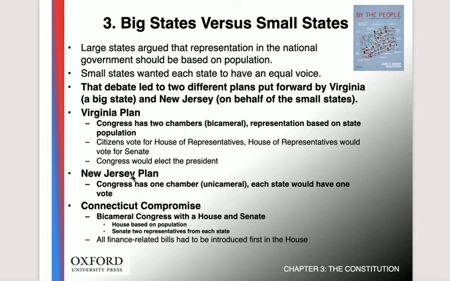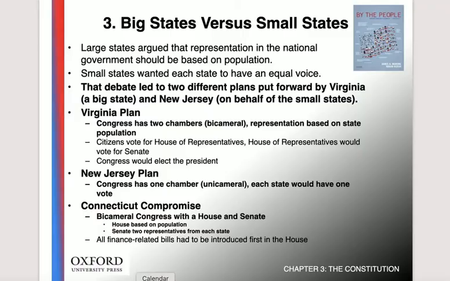So what they came up with was presented by someone from Connecticut, and this is called the Connecticut Compromise. And that's that we're going to have a bicameral, which means 2 houses. We'll have a House and the Senate, and the House will be based on population, and the Senate will be based on 2 representatives per state.